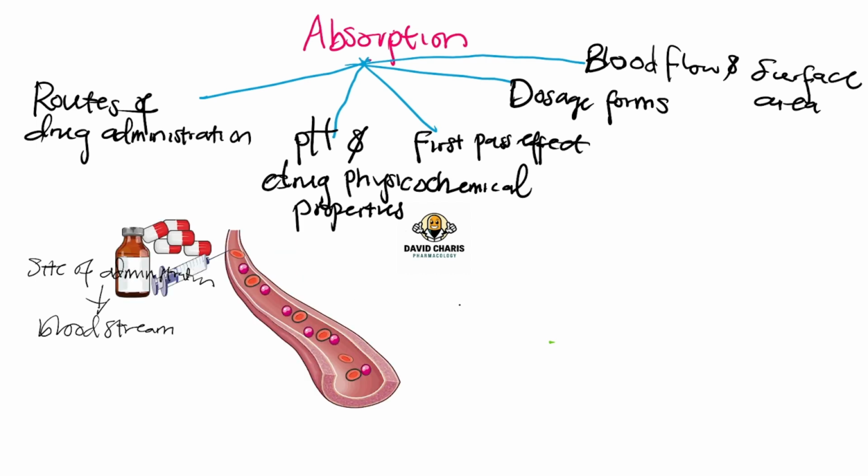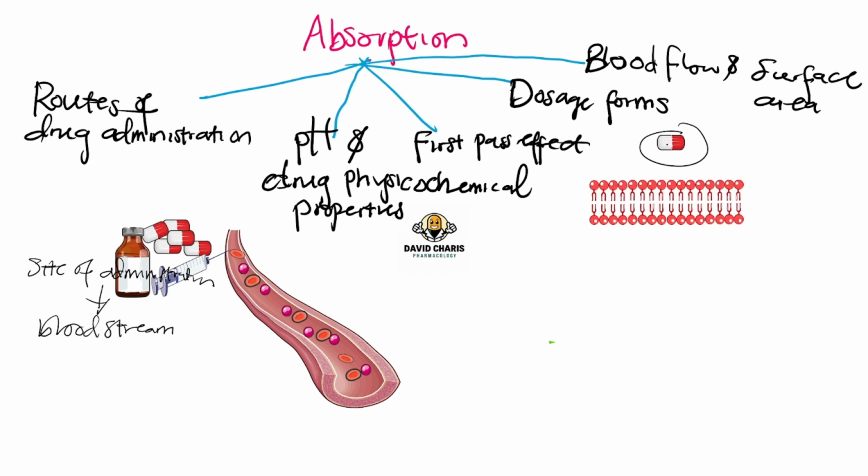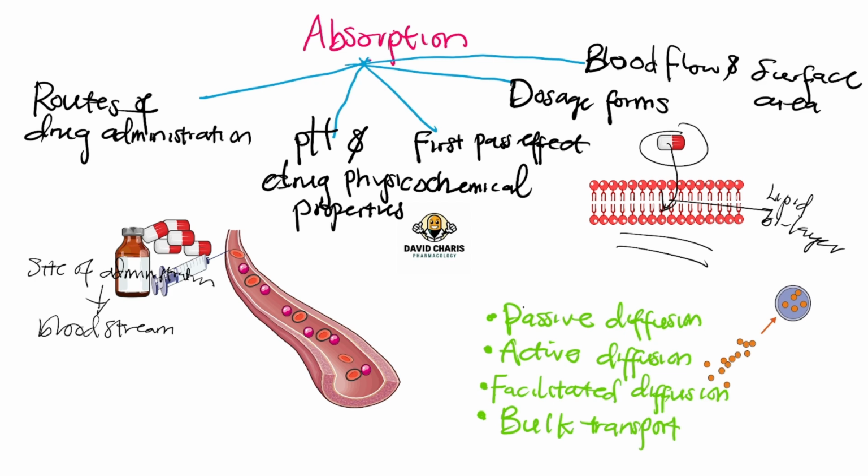the mechanism of transport by which the drug moves from the site of administration into the bloodstream, passing, of course, the lipid bilayer. There are actually four processes by which the drug undergoes this means of transport. We have passive diffusion, active transport, facilitated diffusion, and bulk transport.